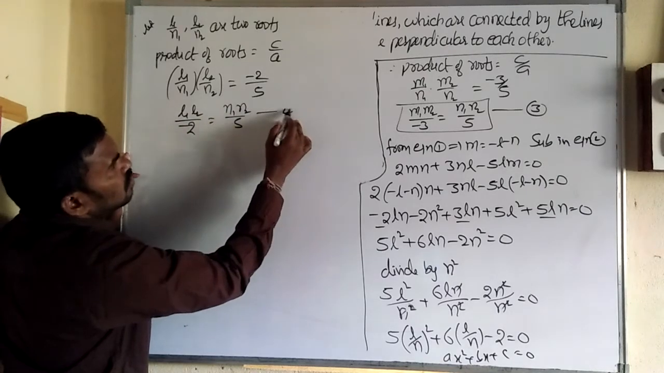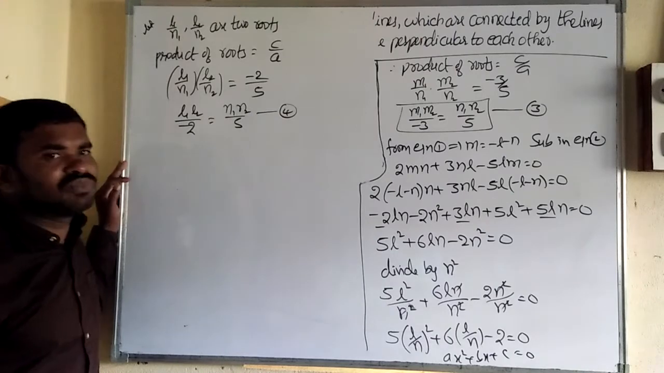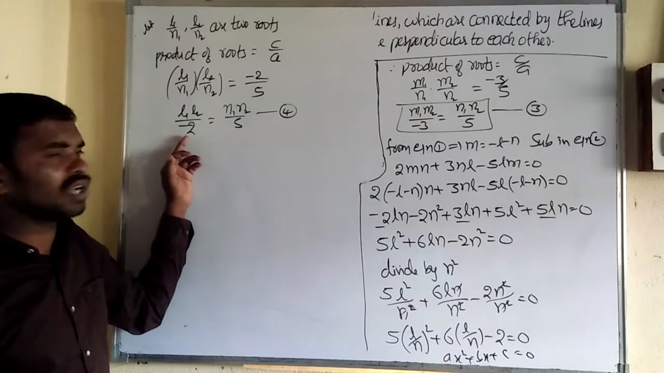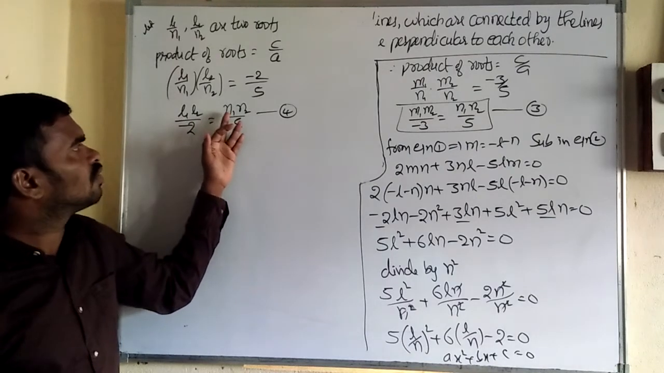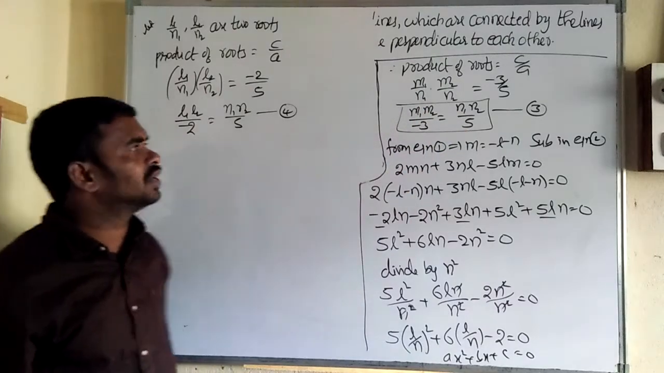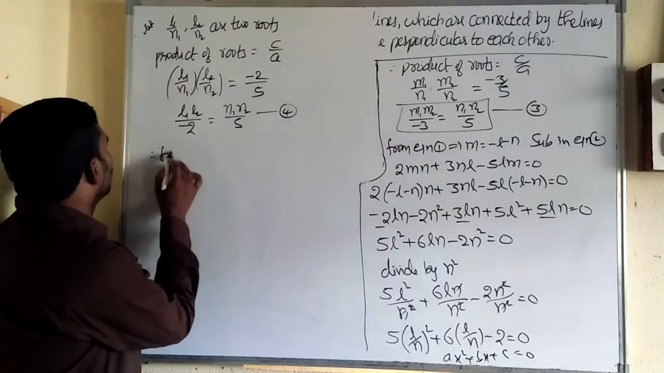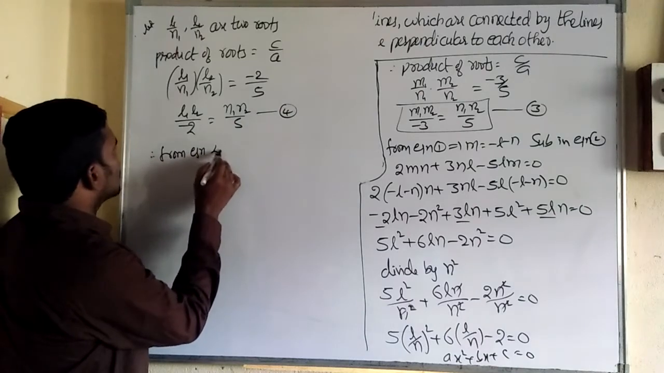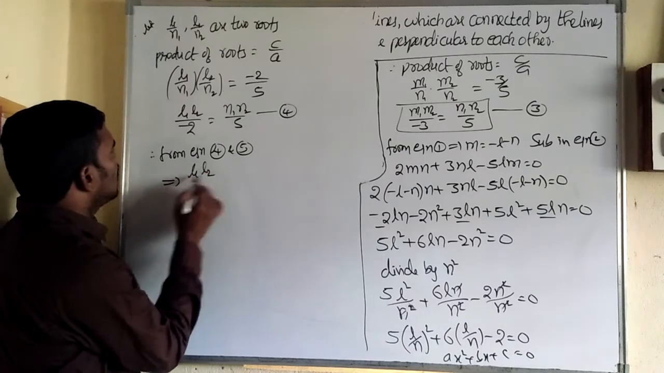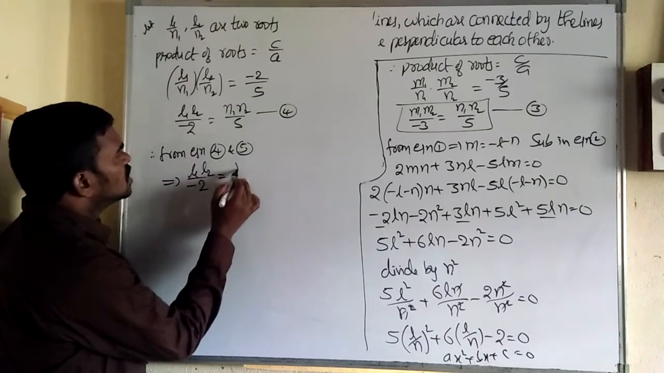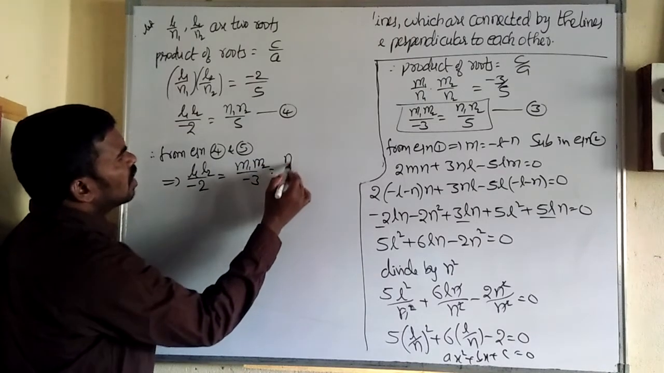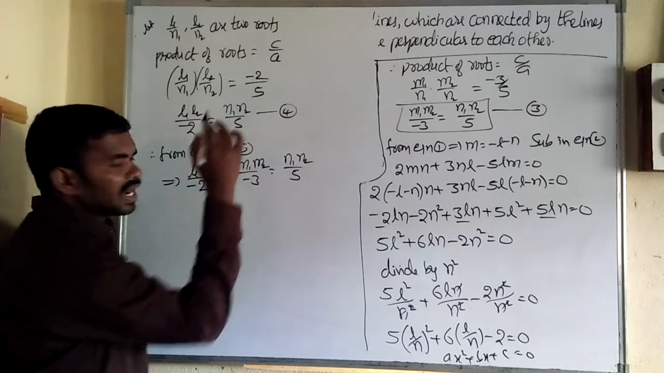Equation 4. See, once observe this 4 and 3. From 4, L1 L2 by minus 2, what is that? Same as M1 M2 by minus 3, equal to N1 N2 by 5. So therefore, from equations 4 and 3, we can write L1 L2 by minus 2 is equal to M1 M2 by minus 3 is equal to N1 N2 by 5.